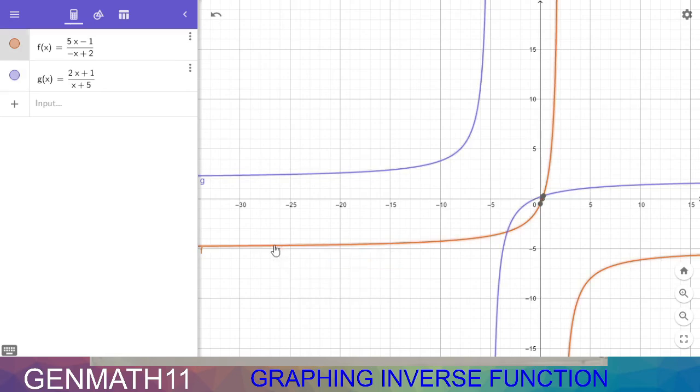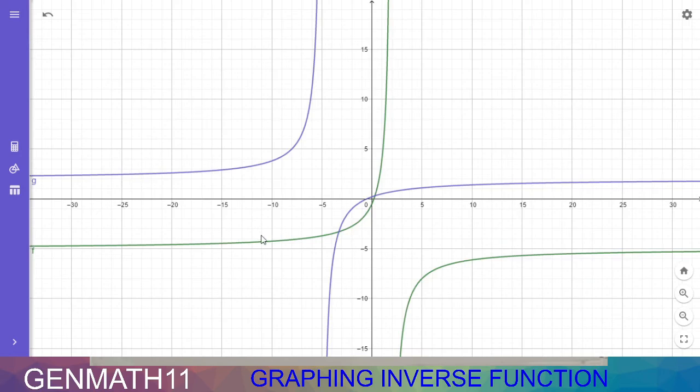Palitan natin ito ng ibang kulay para hindi tayo malito sa kulay. Gawin natin siyang green. Yan. So, ito yung green, ito yung original function, while the inverse function will be the kulay blue.